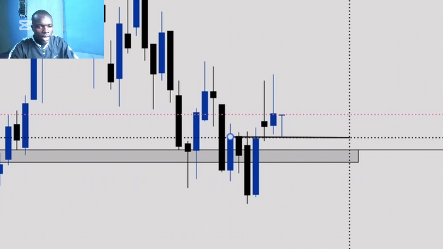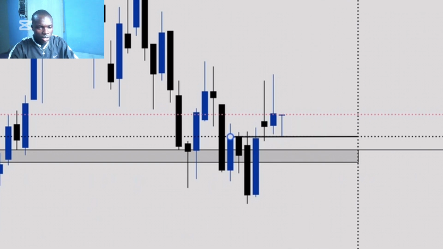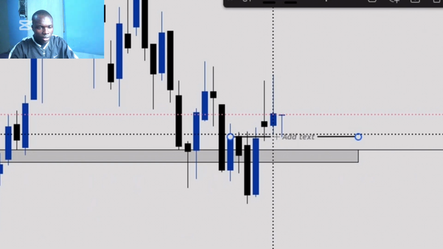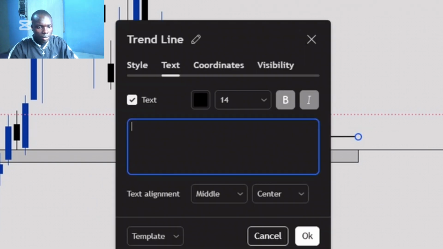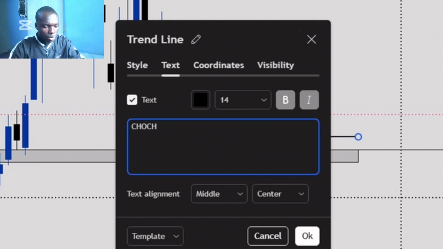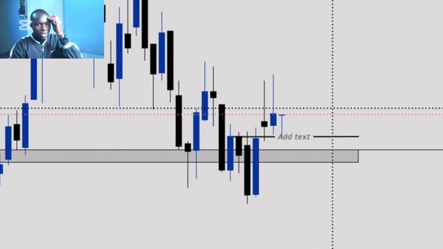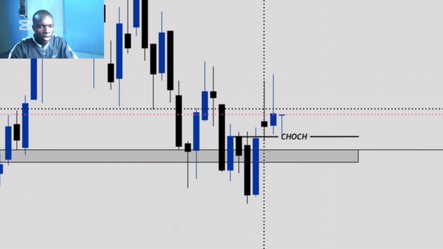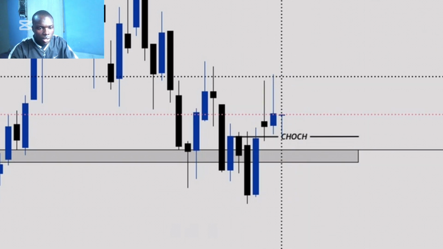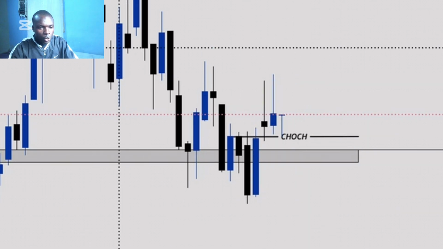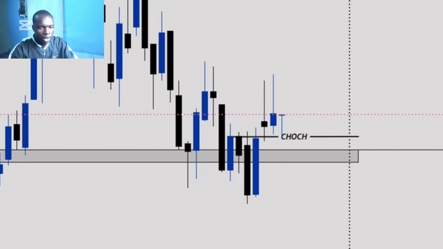So on the daily time frame, this is the daily time frame break of structure. This is the zone particularly that the market turned. So this is the break of structure. This is the change of character on the daily time frame on this particular zone. So that's where the market comes back to retest.